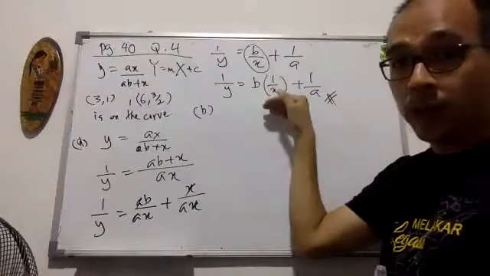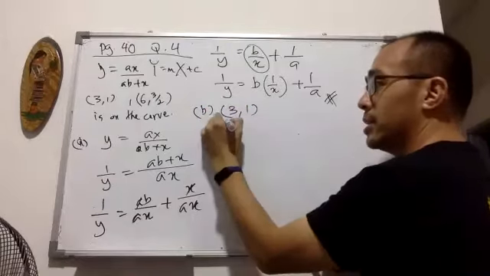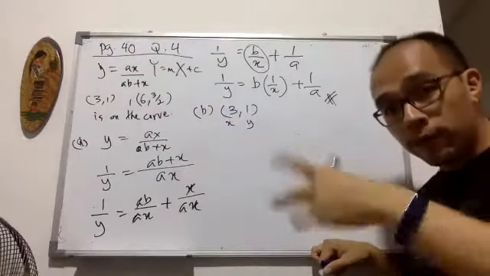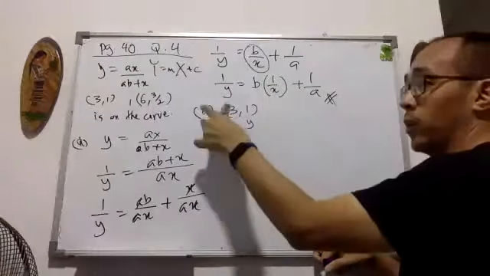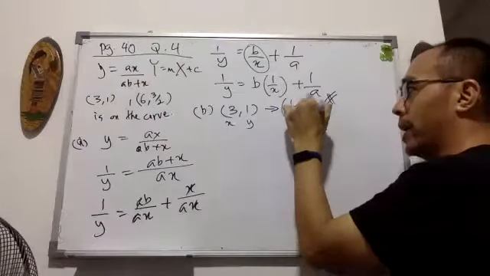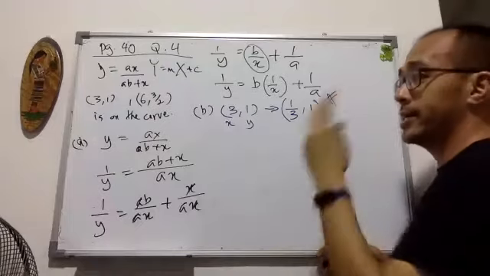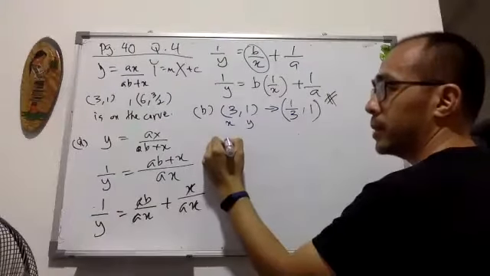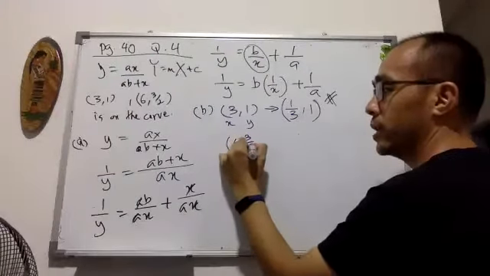I'm going to take this first one now, 3 and 1. This is x and this is y. If I flip it over to become 1 over x and 1 over y, the x will become 1 over 3, and the y will become 1 over 1, which is just 1. Secondly, this one, 6 and 3 over 2. Again, this is x and this is y, but I want 1 over y and 1 over x. So this will become 1 over 6, and this one will become 2 over 3.